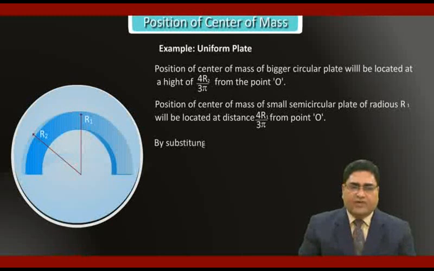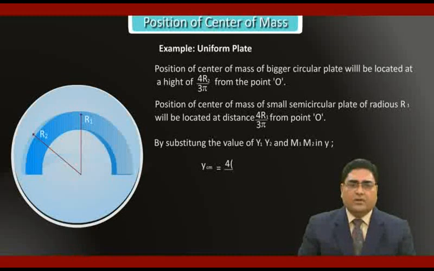We can substitute the values of Y1 and Y2 and M1 and M2 in the equation YCM equals M2 Y2 minus M1 Y1 upon M2 minus M1. That will give us 4 into R1 square plus R1 R2 plus R2 square divided by 3 pi into R1 plus R2. This is the y coordinate of center of mass with respect to point O.